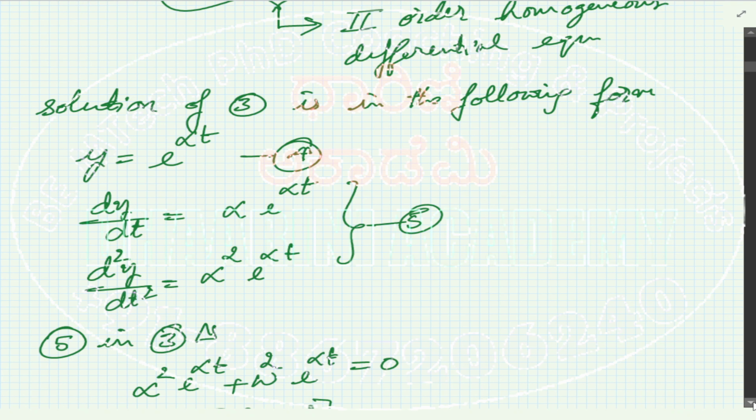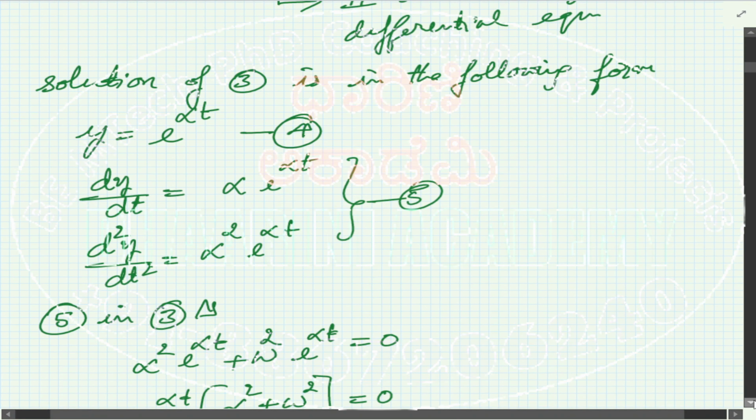Using that, our intention is to use this in the main equation, that is equation number 3. But equation number 3 uses d square y by dt square, so I am supposed to find out what value that is. So we differentiate. y is e to the alpha t, differentiate twice. When you get d square y by dt square from dy by dt, you have alpha square e to the power alpha t. Let's say that is equation number 5.